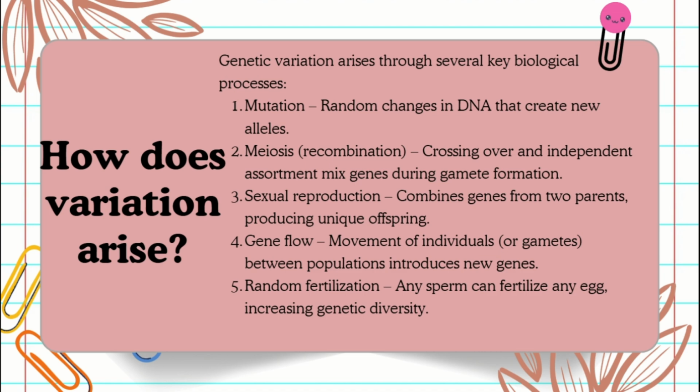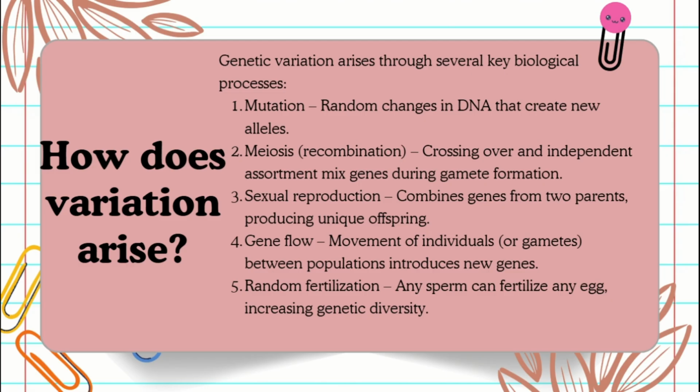Then you have independent assortment, and that happens in metaphase 1, and that's basically when the chromosomes are lining up at the equator, when they're lining up in the middle of the cell. Basically, the rule is that they don't align at the cell in any particular order, if that makes sense. They just line up completely randomly. And so by the time anaphase happens, where they're pulled to opposite ends of the cell, they're pulled all over the place because they did not line up in any particular order, and that allows for some more variation, some more differences in the offspring.